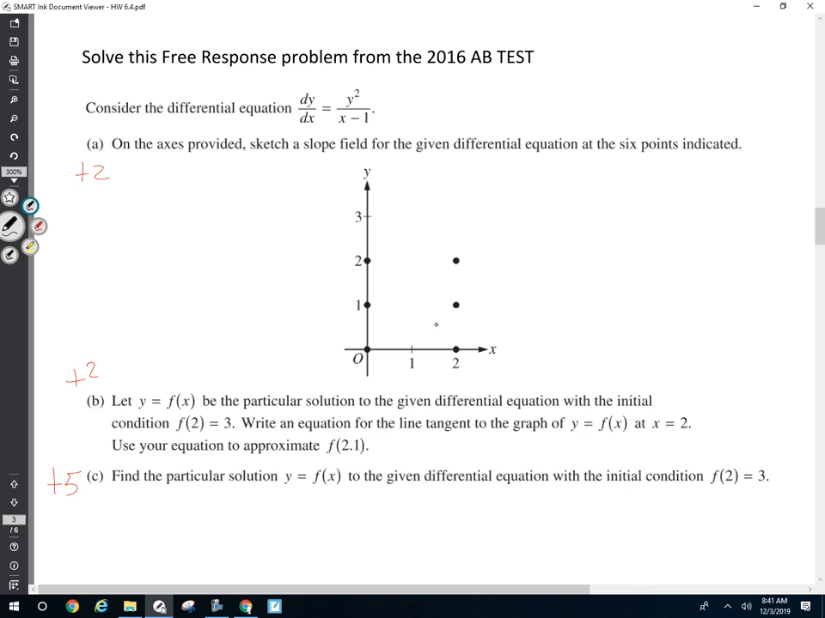So slope fields first. Pick some points. Let's pick 0, 0. That slope is going to be 0. Well, let's pick when y is 0. When y is 0, I have a slope of 0. 0, 1, I'm going to have 1 over negative 1, so that's negative 1. 0, 2, I'll have 4 over negative 1, so negative 4. Make sure it's steeper. 2, 1, I'll have a slope of positive 1. 2, 2, I'll have a slope of positive 4.